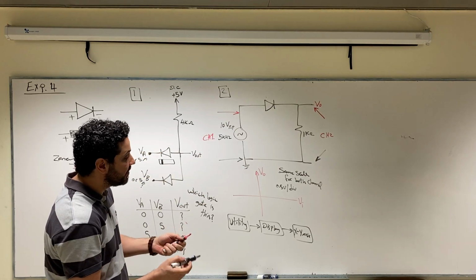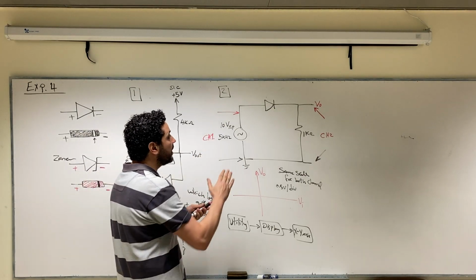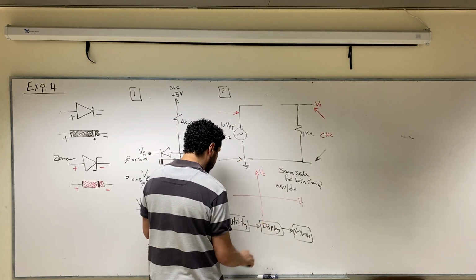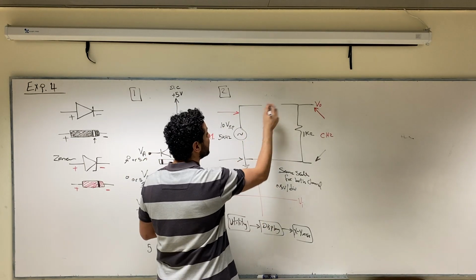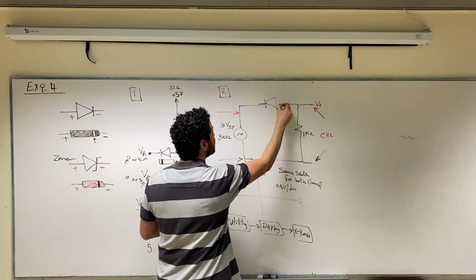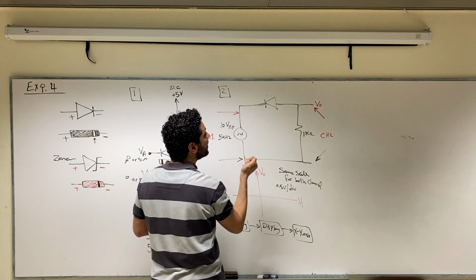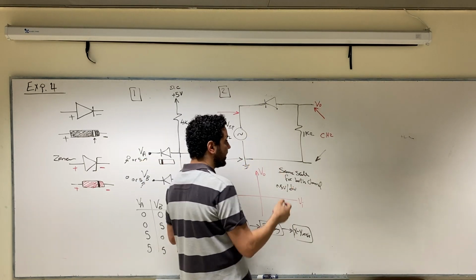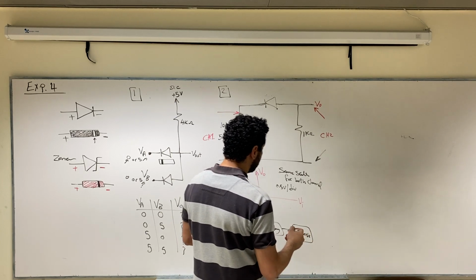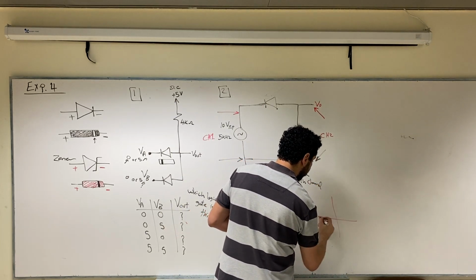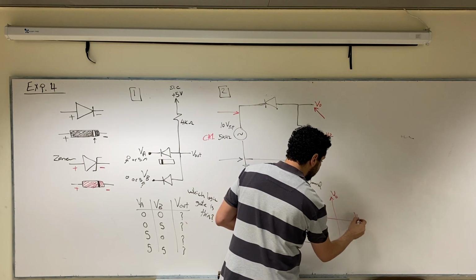In the second step, we are going to flip the diode. We are going to flip the direction of the diode. So instead of having the diode in this direction, we are going to have the diode in this direction. Okay, and we repeat the experiment. So when we flip the diode, we are going to plot another figure between V output and V input.